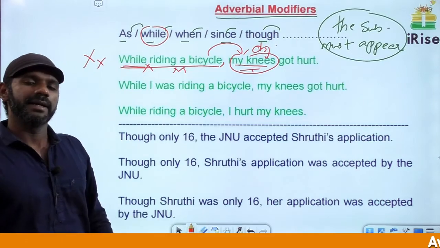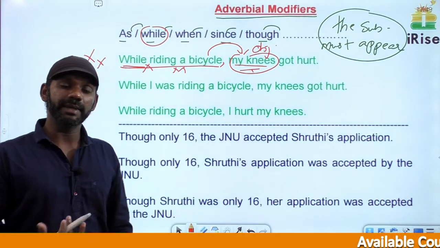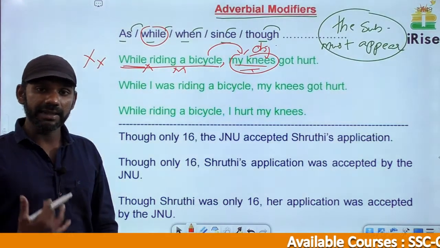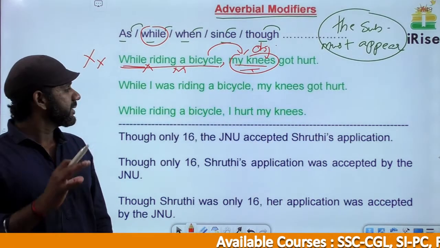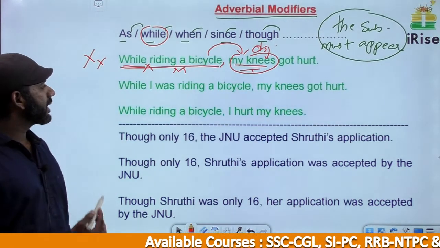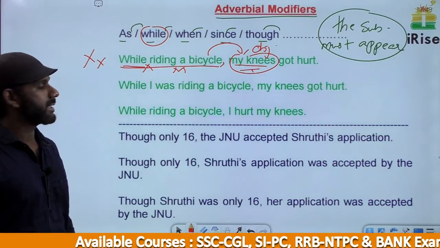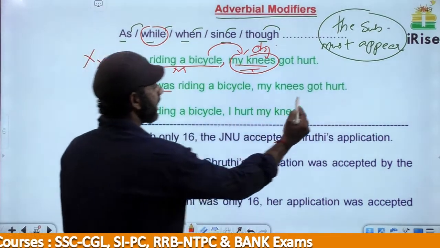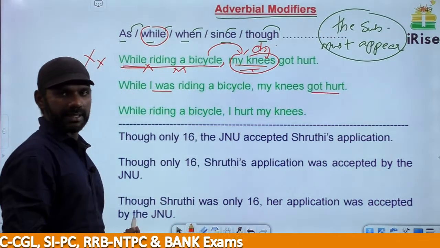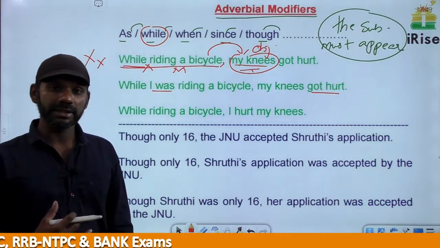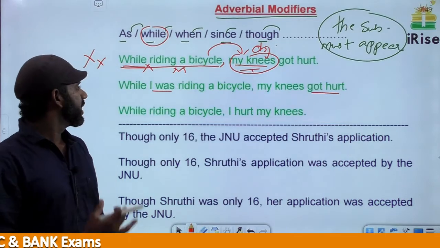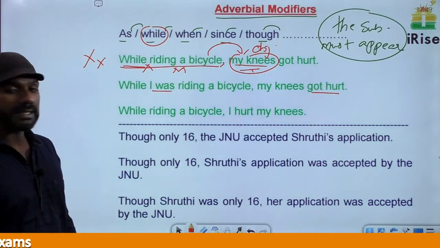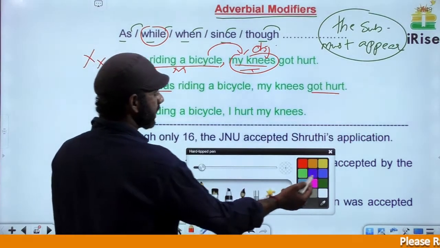Eliminate. In fact, who must be riding a bicycle? I must be riding a bicycle. The correct sentence must be: while I was riding a bicycle, comma, my niece got hurt. Started in the past, ended in the past, tense constancy is there. My niece got hurt means my niece were hurt. While I was riding a bicycle, comma, my niece got hurt.